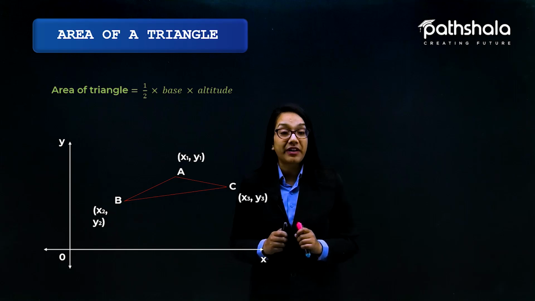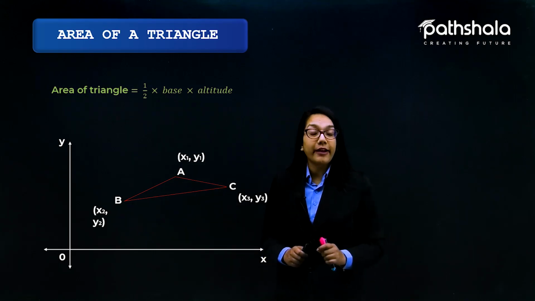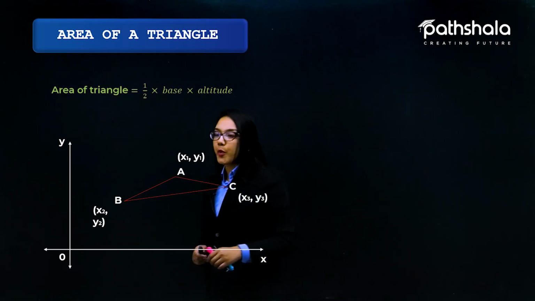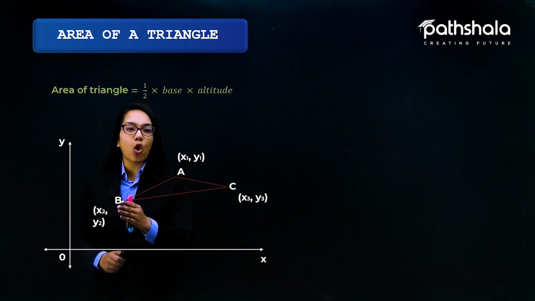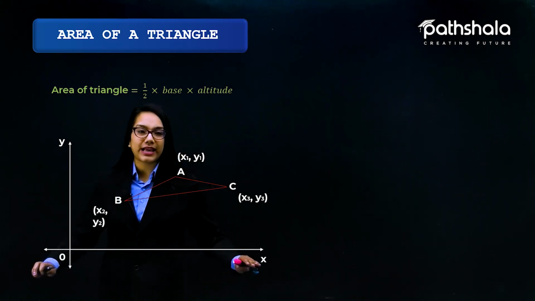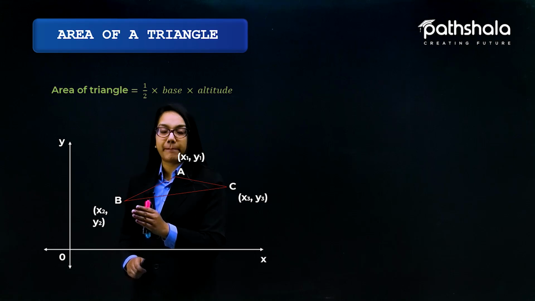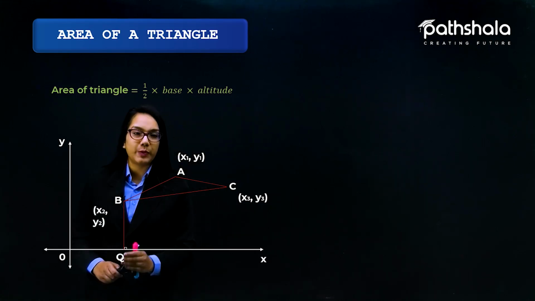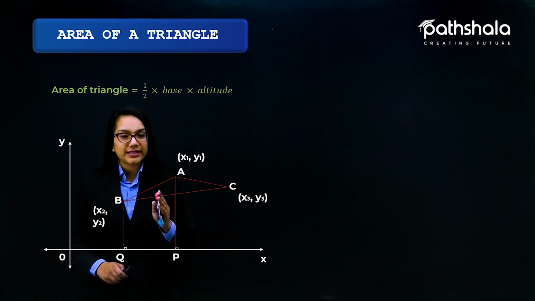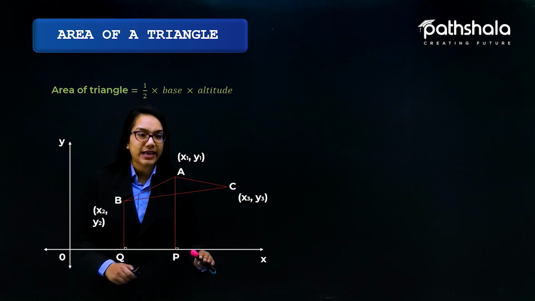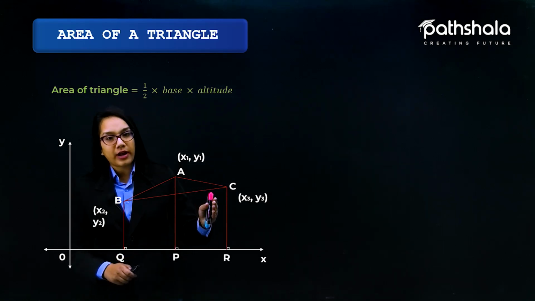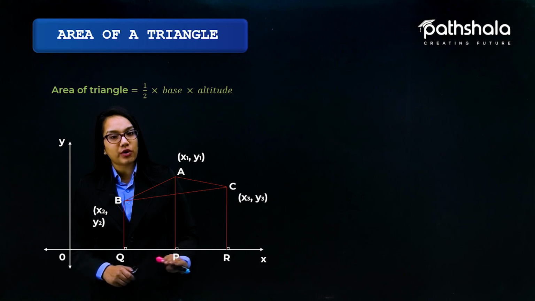Let's talk about finding the area, but before that we have to do a little bit of construction. What is that? Let me draw perpendiculars from all these vertices, from B, from A, from C, on the x-axis. From the vertex B I draw BQ perpendicular to the x-axis, similarly from A as AP perpendicular on the x-axis, and similarly from the point C, I draw the perpendicular CR on the x-axis.